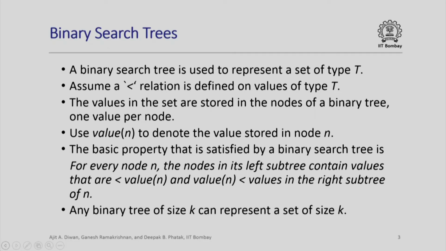And a basic property that is satisfied by a binary search tree is, if you take any node, remember this is a binary tree, so every node has a left subtree and a right subtree which themselves contain other nodes. The basic property is that for every node n, the nodes in its left subtree contain values that are less than the value of the node, and the value in the node is less than the values in the right subtree of n. Note that we only use the less than relation here, we do not need a greater than relation separately.